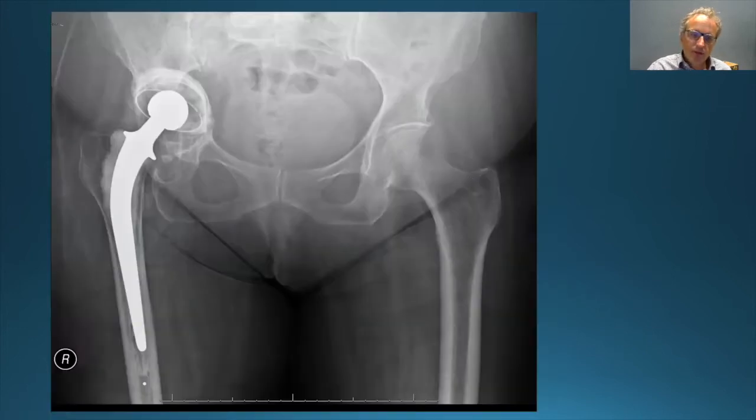So sometimes loosening can be fairly obvious to the trained eye, or not. You notice, first of all, if you look at the teardrop, the cup should be below the teardrop, and it's gone north, and there's a big defect in Kohler's line. But you can see there's loosening between the bone and the component all the way around, and this cup's obviously loose.